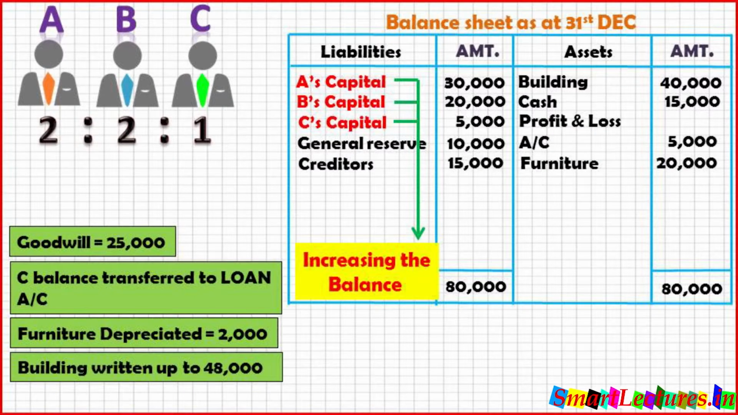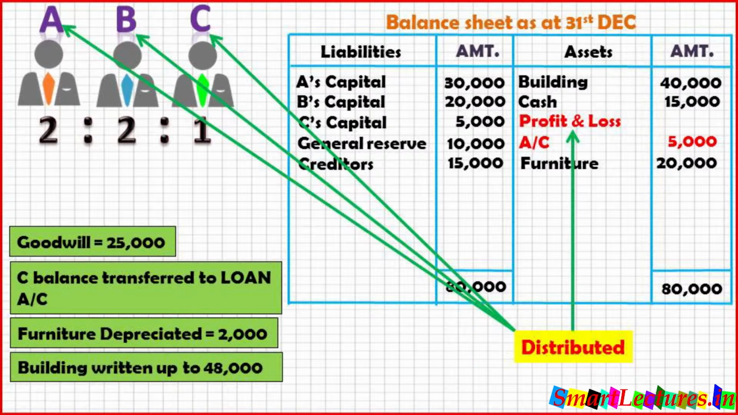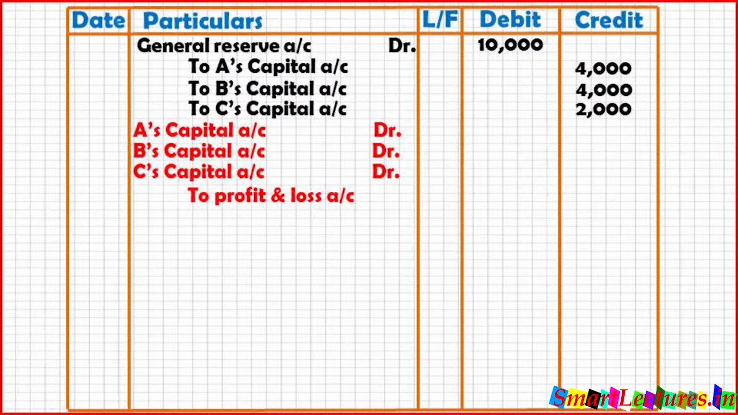Now let's have a look at the balance sheet. Is there any accumulated loss? Yes, there is profit and loss account of rupees 5,000. So it will be removed. I mean to say it will be distributed among A, B, C. And the journal entry will be A's capital account debit, B's capital account debit, C's capital account debit to profit and loss account: 2,000, 2,000, 1,000, 5,000.